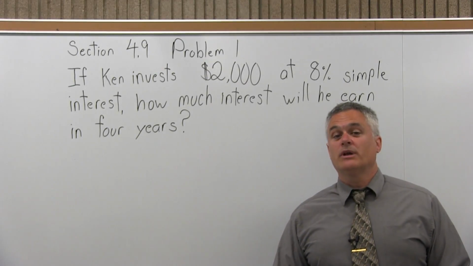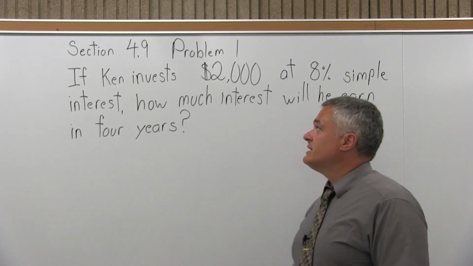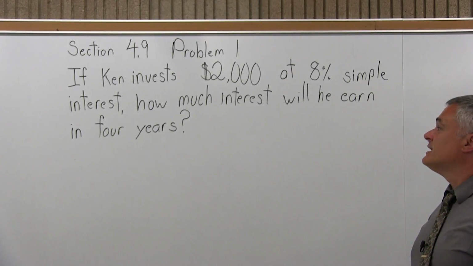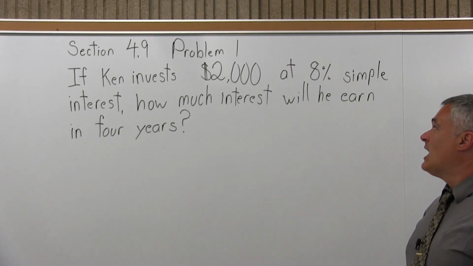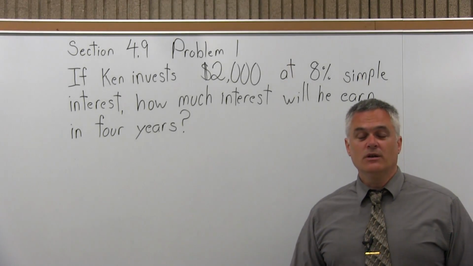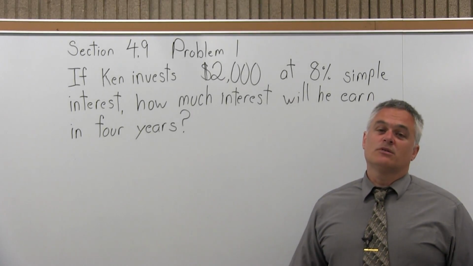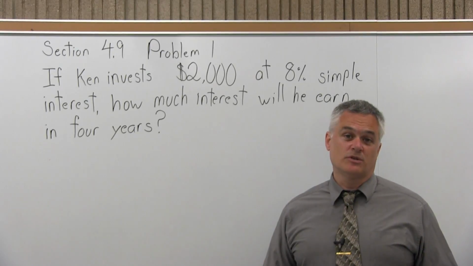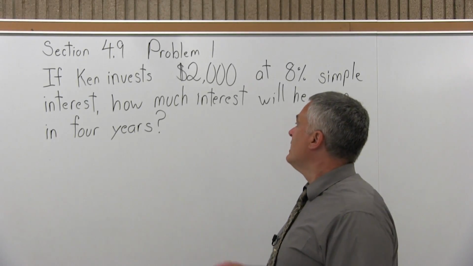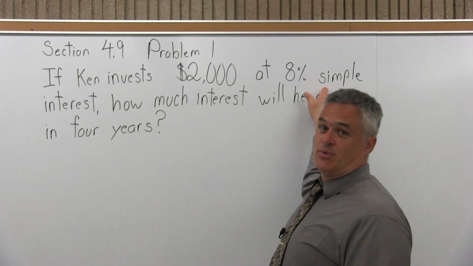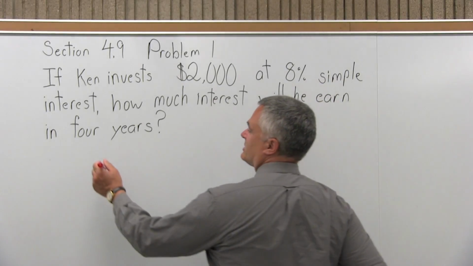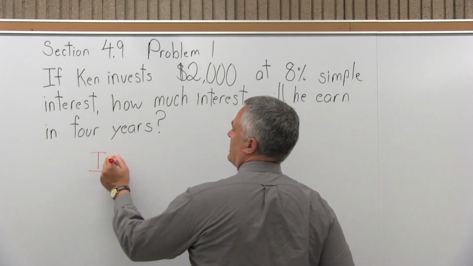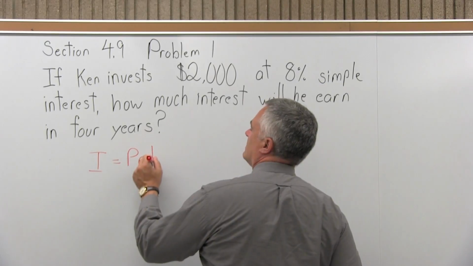This is Section 4.9, Problem 1. It says if Ken invests $2,000 at 8% simple interest, how much interest will he earn in 4 years? So the first thing you have to do is determine which of the two formulas from this section you need to use. There's a simple interest formula and a compound interest formula. And the question says simple interest. So that tells you the simple interest formula is the one you need, which is I equals PRT.